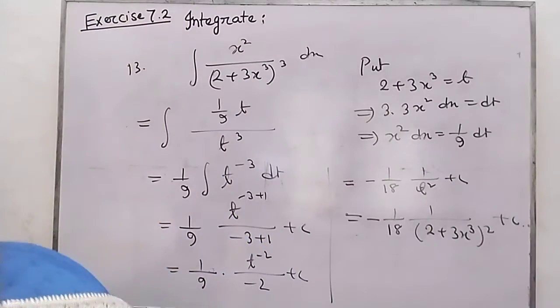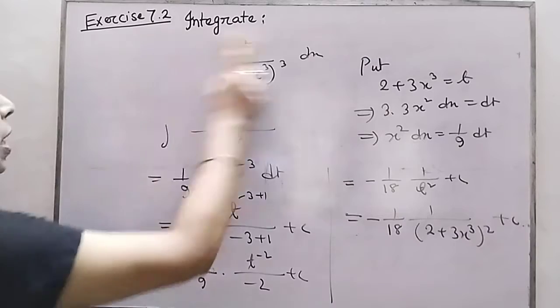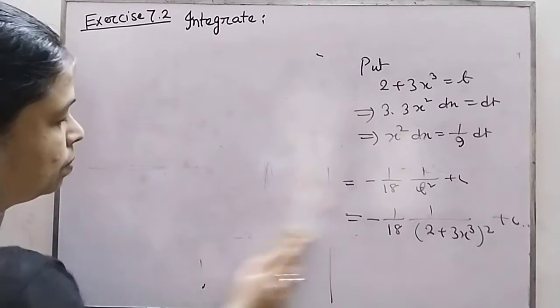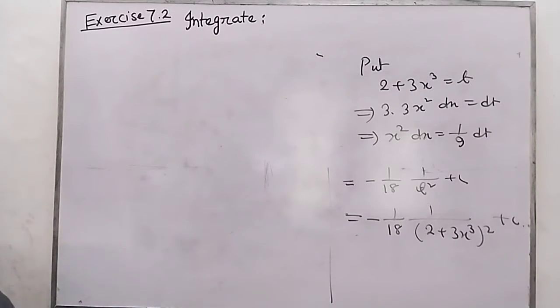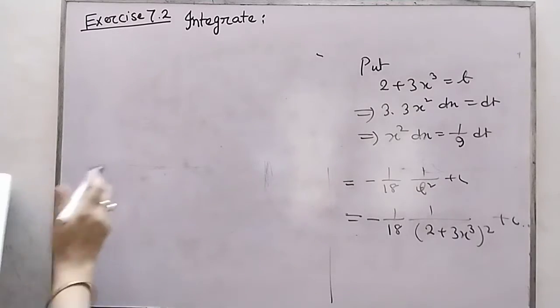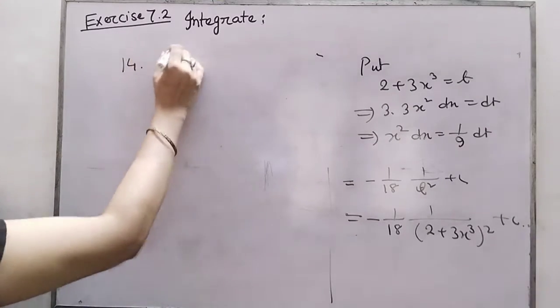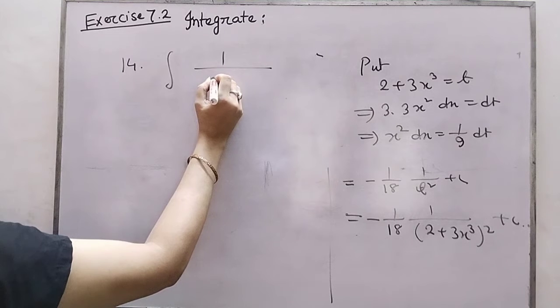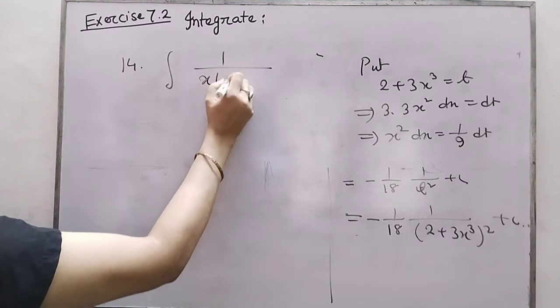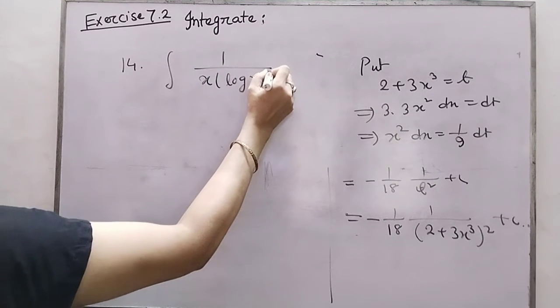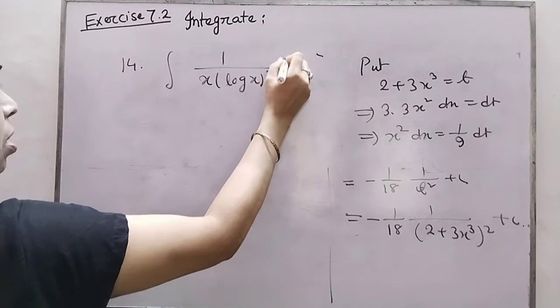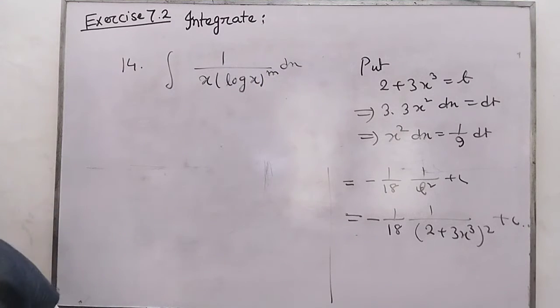Okay. Now I go to the next question, number 14. Your question number 14 is integration 1 by x into log of x whole to the power m. This is a simple question because directly we can see whose derivative is present in the integrand.